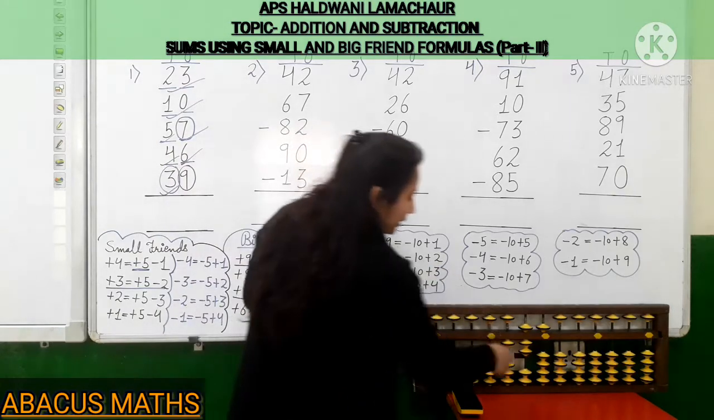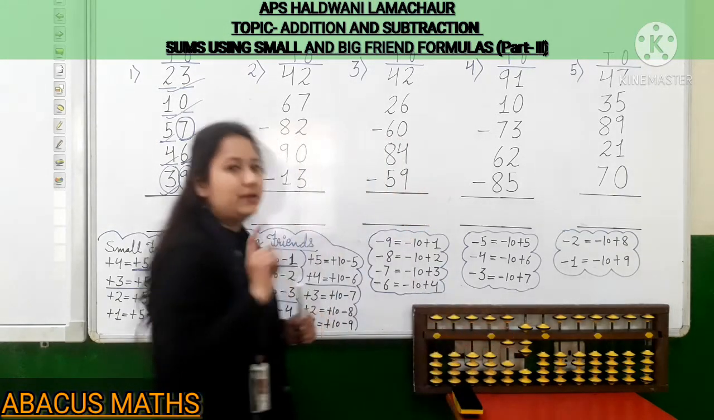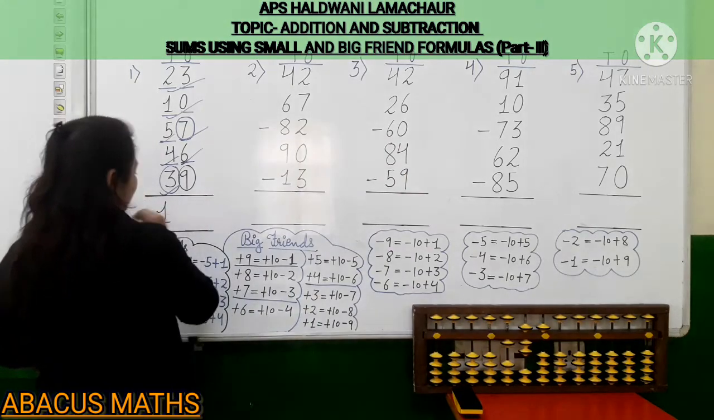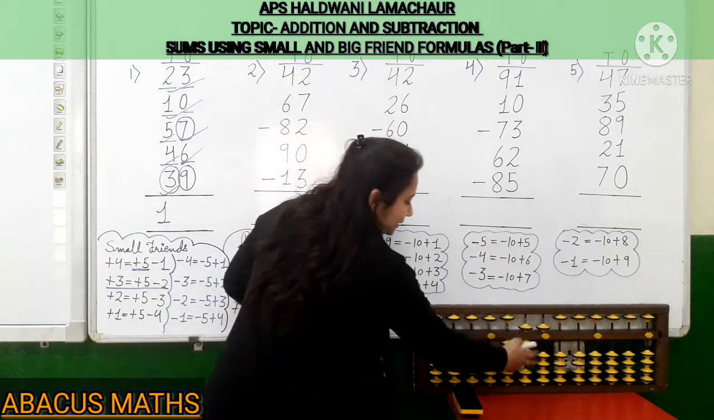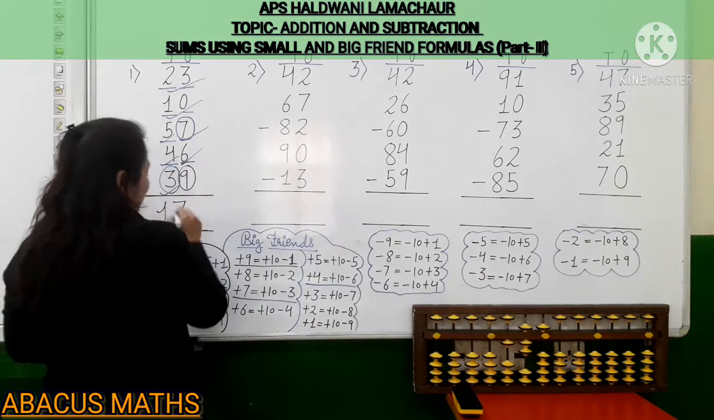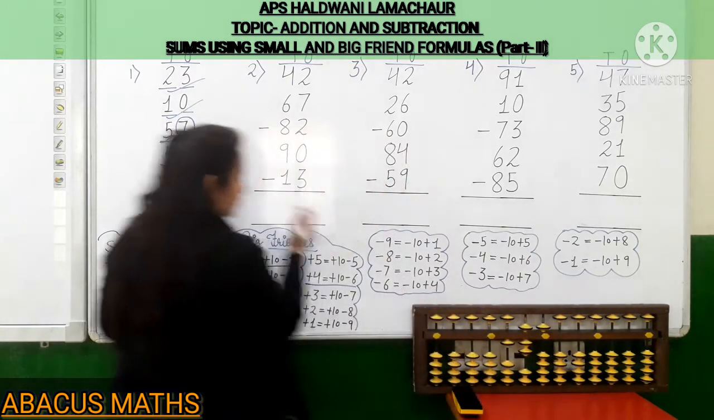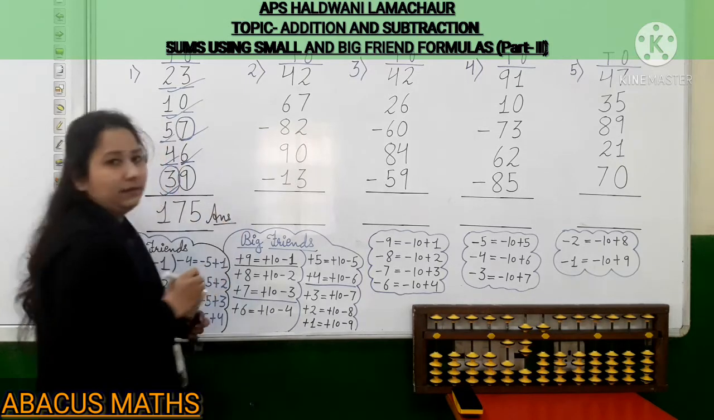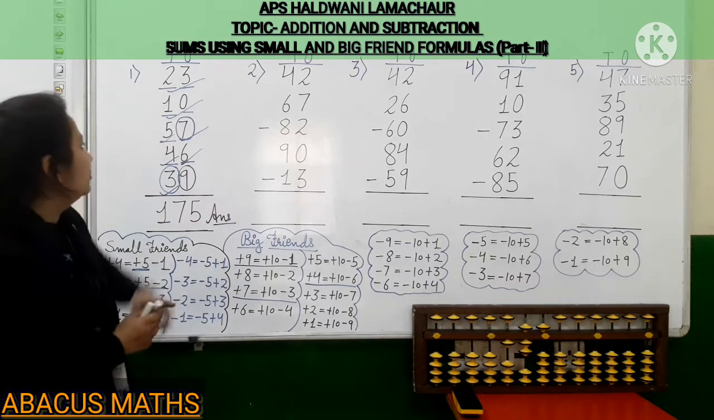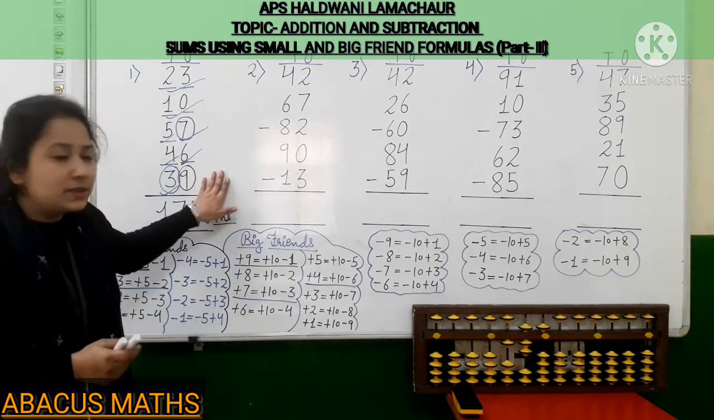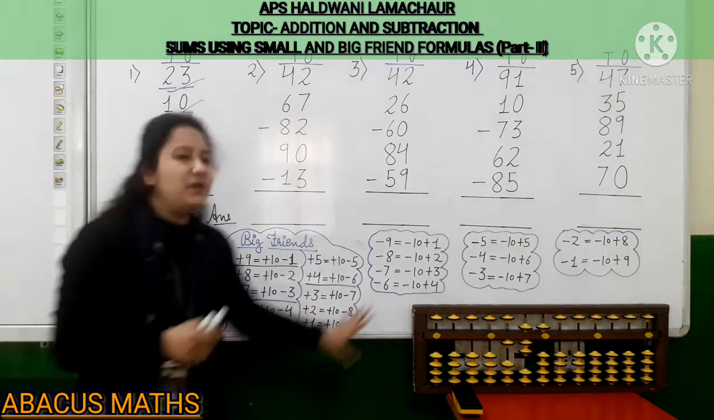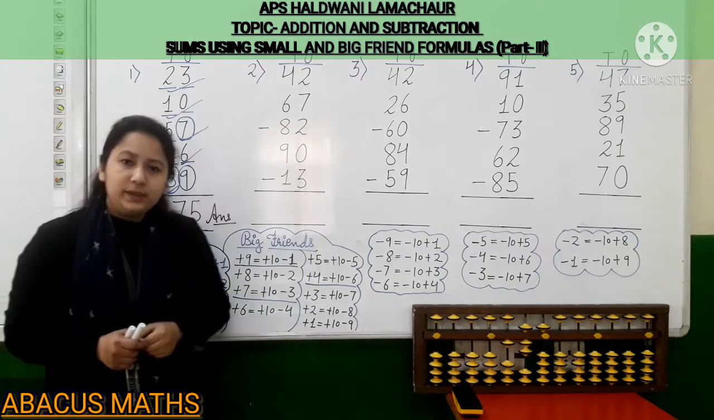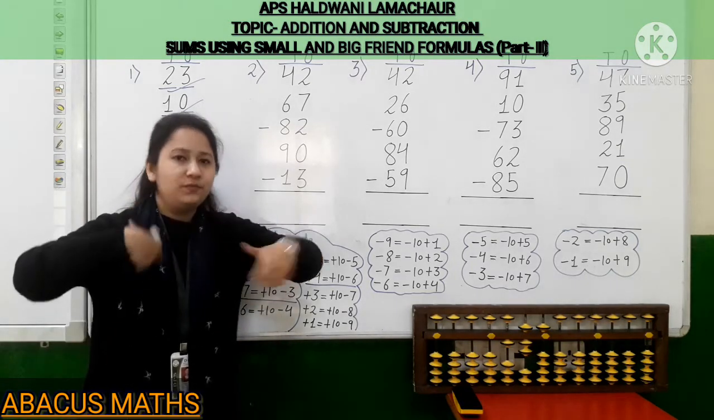and your sum is completed. Now count. See, we have used this hundreds rod also in this. So 1 in hundreds rod, 5, 6, 7 in tens rod, and 5 in ones rod. So your answer is 175. See kids, for solving these 5 row sums, these small friends and big friend formulas should be at your fingertips. Then only you can do your calculations fast.